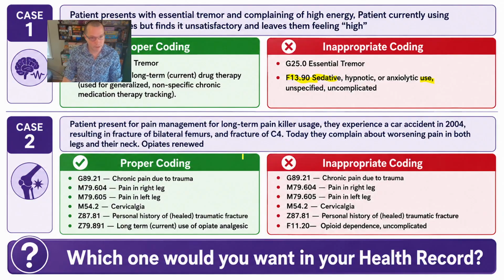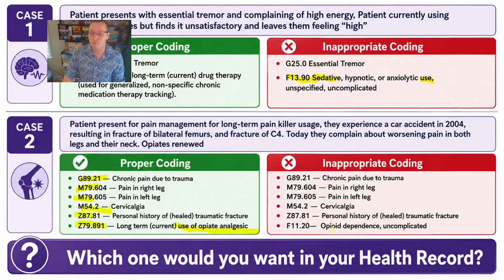Another example is patient presents for pain management for long-term painkiller usage. They experienced a car accident in 2004, resulting in fractures of bilateral femurs and a fracture of the C4. Today they're complaining about worsening pain in both legs and their neck, opiates renewed. Proper coding would be to use this G89 for the chronic pain code that the patient's experiencing, and then we'll code the pain for each of the sites that they have. And then finally, we'll use personal history of their healed traumatic fractures, ending it with the long-term use of opiates. This is their Rx of it.